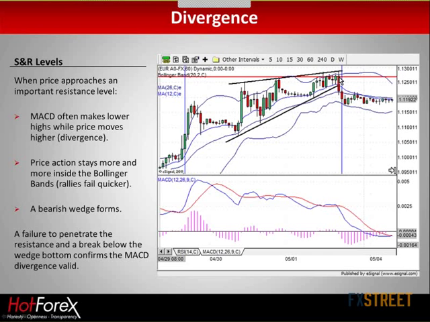Basically, on this occasion, it's the failure to penetrate the resistance and then a break below the wedge here that confirms that this MACD divergence is finally valid.